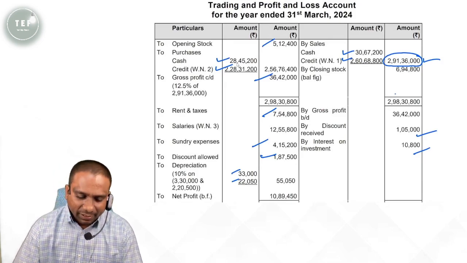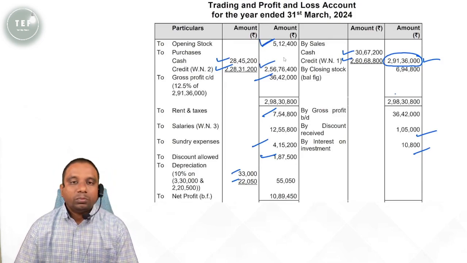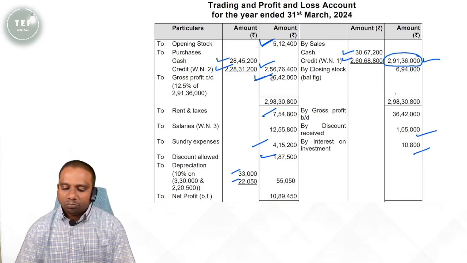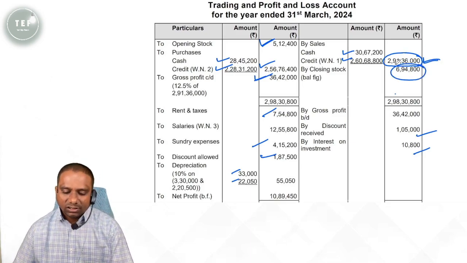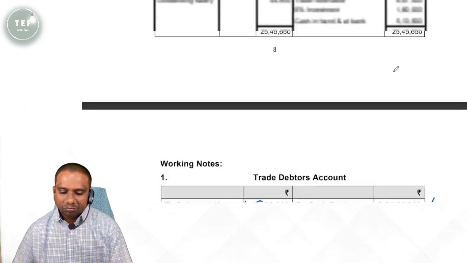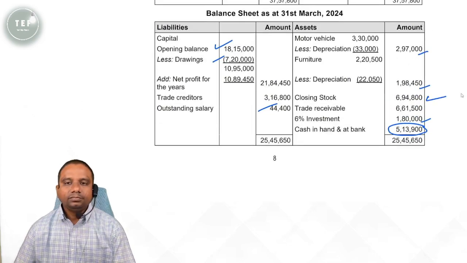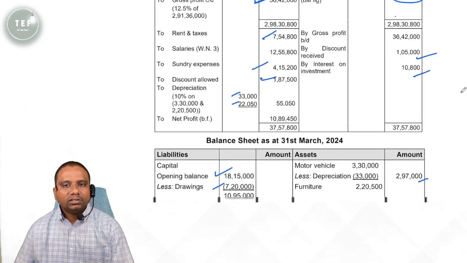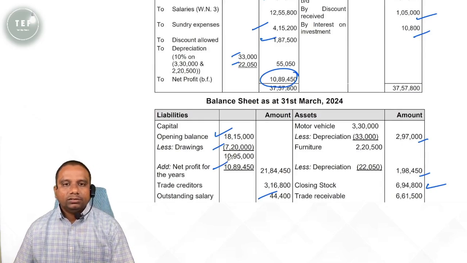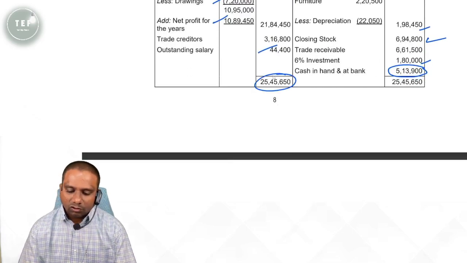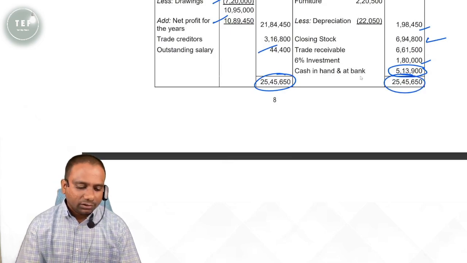So, now observe trading account. Opening balance, purchases, gross profit, minus sales, nothing but your closing stock. And this closing stock is taken to the assets side of balance sheet. Clear? Now P&L account balance, you get net profit, and this net profit is added to the capital, so that this is the total of balance sheet. Is it clear, students? Next.